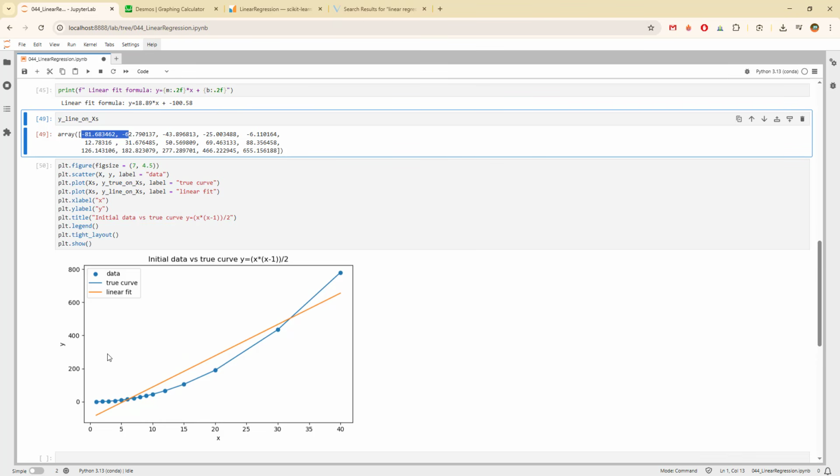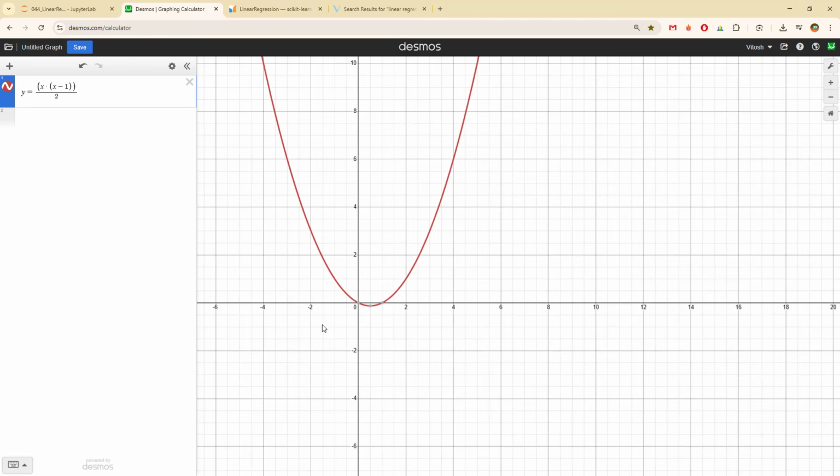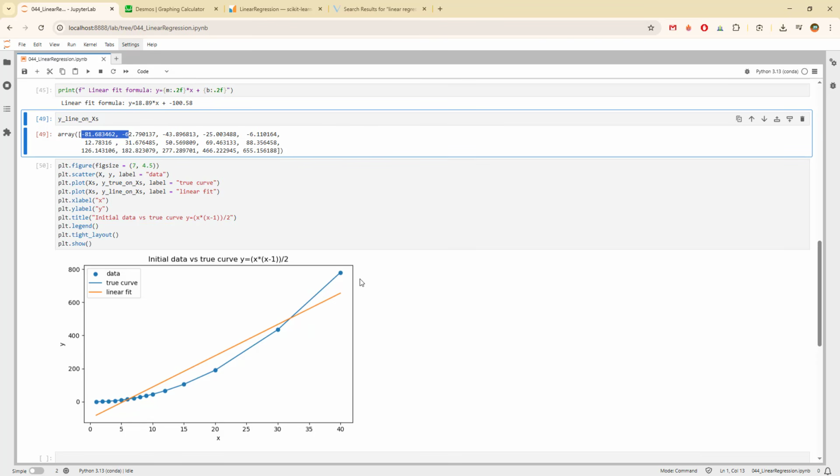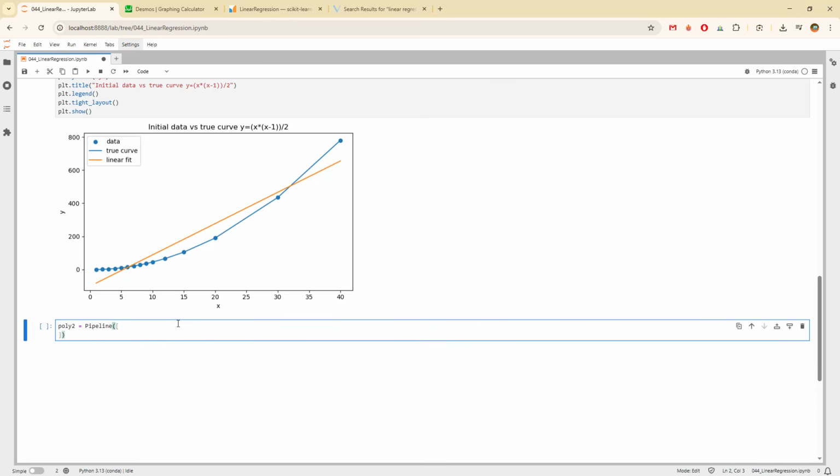So it is obvious that our linear fit is actually failing, but this is what you should be expecting when you try to fit a parabola part with a line, especially over such a range around x. And that's why we have to make something like quadratic regression with polynomial features, and we're going to try to print the formula. So poly2 is a pipeline, and then we're going to fit x and y.